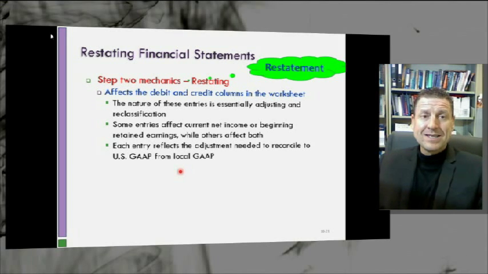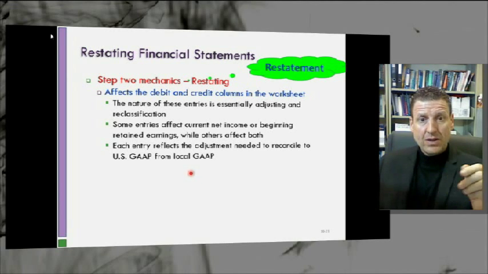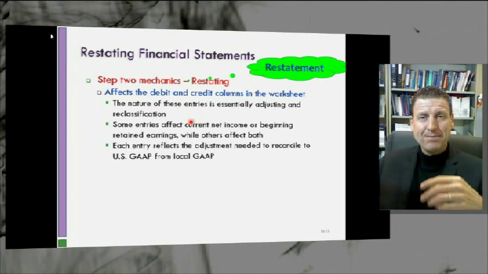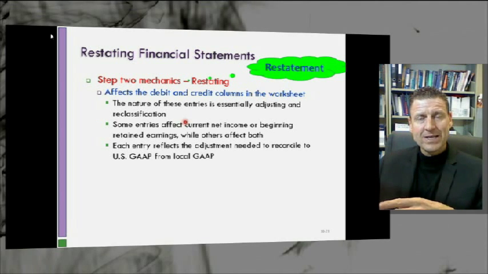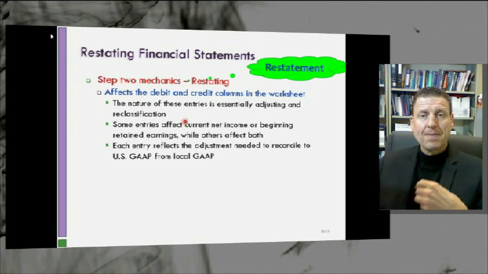Step 2, the mechanics again. In the restating, we want to make clear, in the debit and credit columns, which amounts are actually being restated. Basically it's an adjusting and reclassification. For example, an income may be restated as a provision. So no longer is it an income, it now becomes a provision, a liability, for example, or an asset. Or an amortization may not be as much, and that affects an asset amount in the balance sheet.